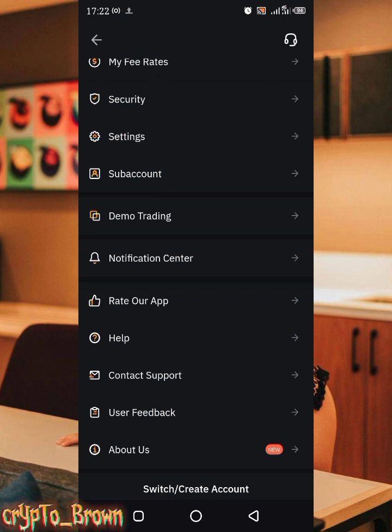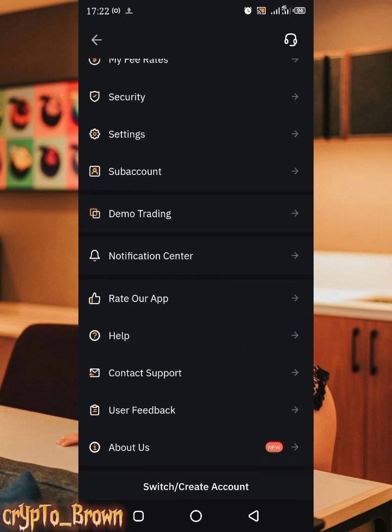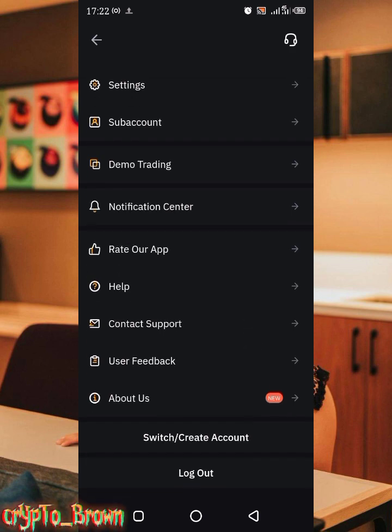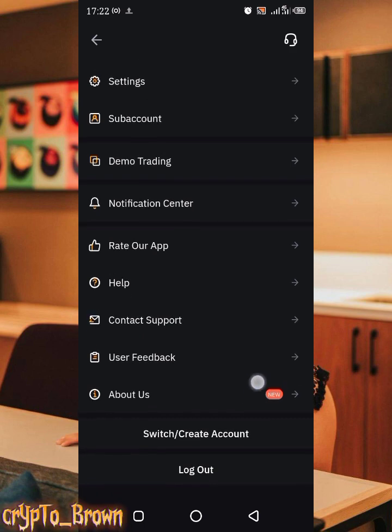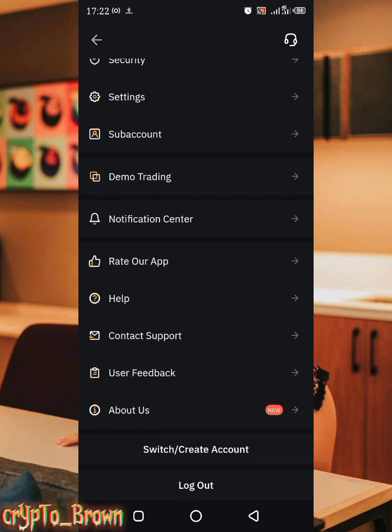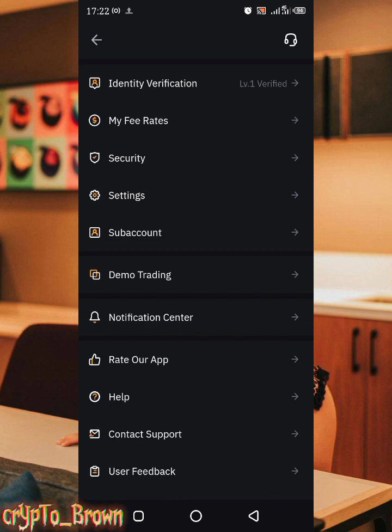You can see a notification center, and then you can read the app as well. You can go to the help center if you don't understand anything, and then you can contact support and also give user feedback. You can know more about Bybit by going to the know more about us, and then you can either create a new account, or switch between two accounts that you've already created, or you can log out if you are not satisfied with Bybit.